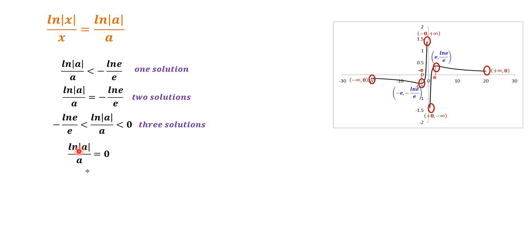So when ln|a| over a is equal to 0, this is going to be this straight line equal to 0, and there are two intersections right here. One is positive, one is negative. So there will be two intersections and two solutions. When ln|a| over a is greater than 0 and less than ln e over e, it's in this area.